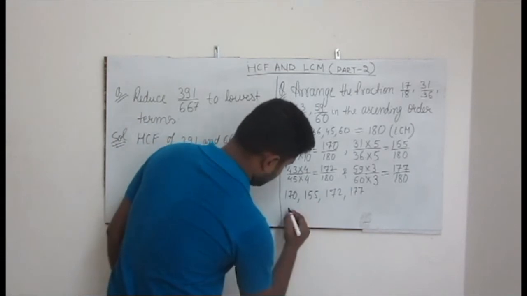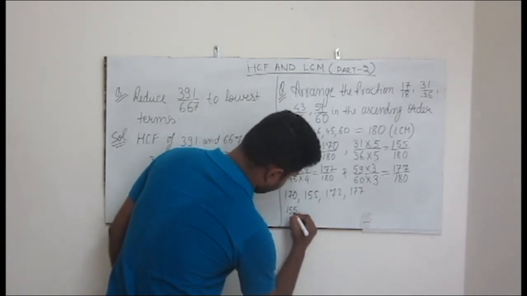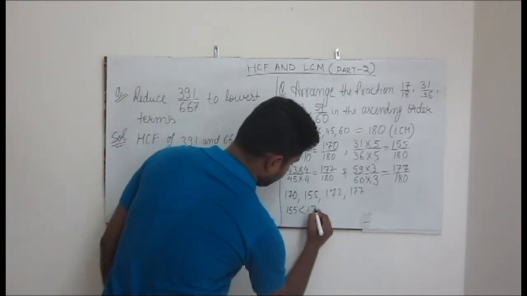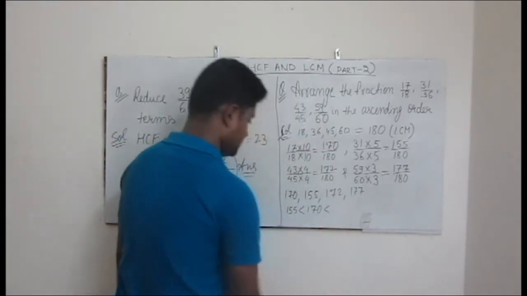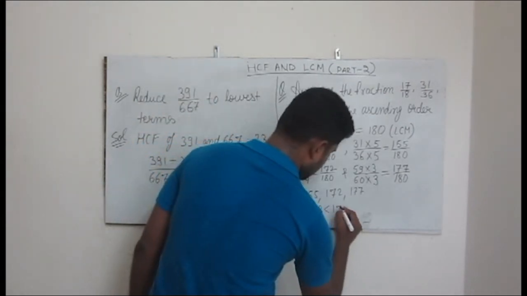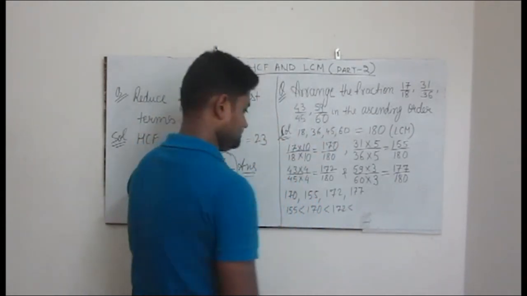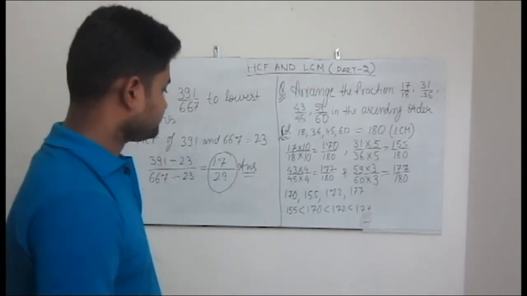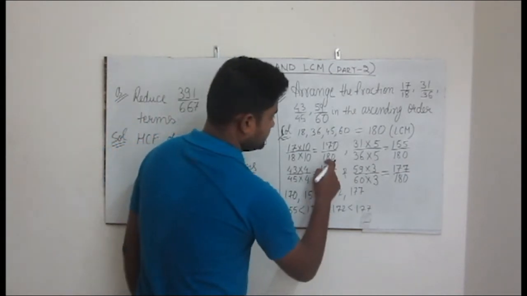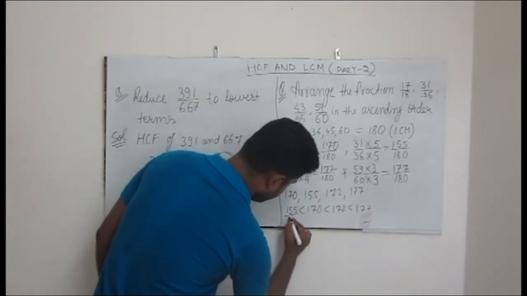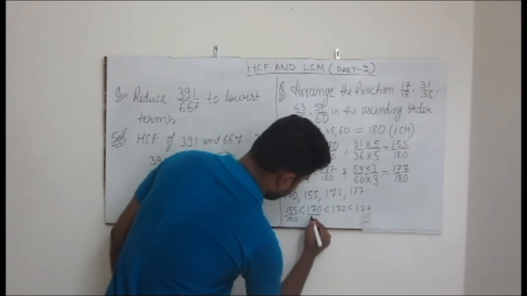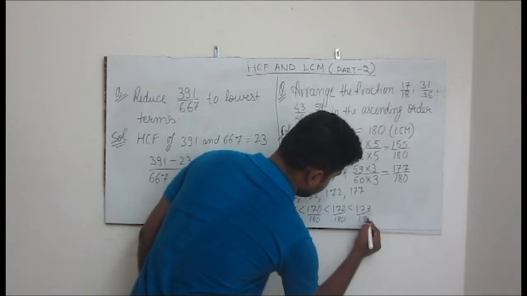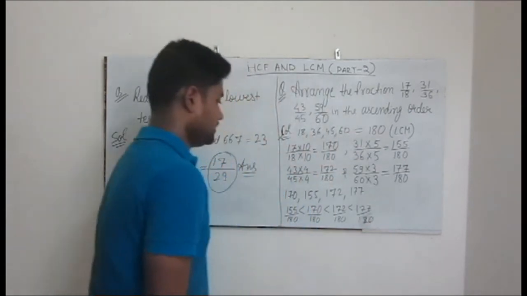155. So we can write 155 first. Okay, after that 170, after that 172, after that 177. Okay. Now just write the denominator: 155 by 180, 170 by 180, 172 by 180, 177 by 180.